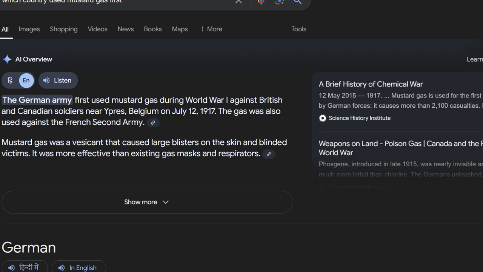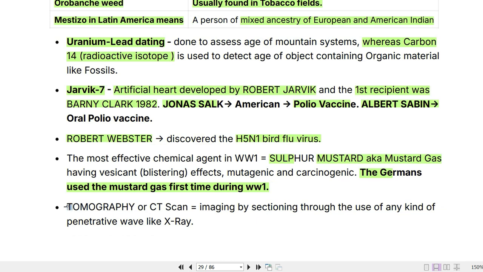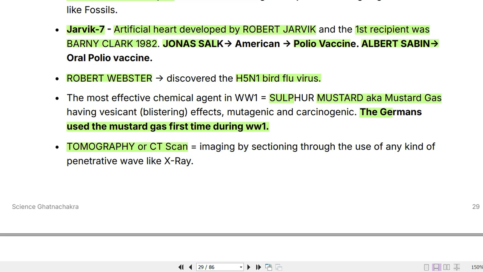The German army first used mustard gas during World War I against British and Canadian soldiers near Ypres, Belgium on July 12. Okay, so it was used in Belgium against the British by Germans. Then tomography is another name given to CT scan, that is imaging by sectioning through the use of any kind of penetrative wave like X-ray.